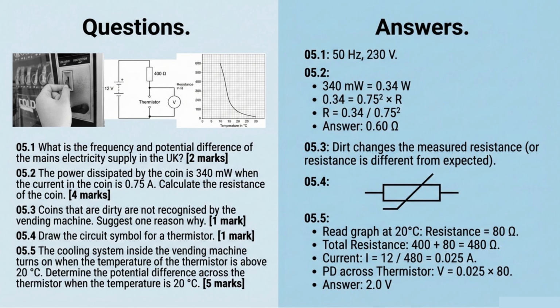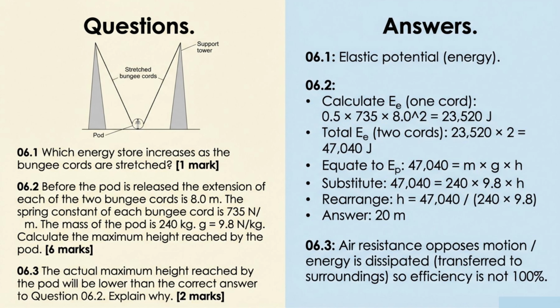Step 3, calculate the current. I equals V divided by R. The voltage is 12, so 12 divided by 480 is 0.025 amps. Final step. Find the potential difference across just the thermistor. V equals I times R, so 0.025 multiplied by 80, which gives us 2.0 volts. Perfectly stepped out. Okay, slide 7. Forces and elasticity. Question 6. 6.1 asks what energy store is involved. It's elastic potential energy. 6.2 is a big calculation for maximum height.